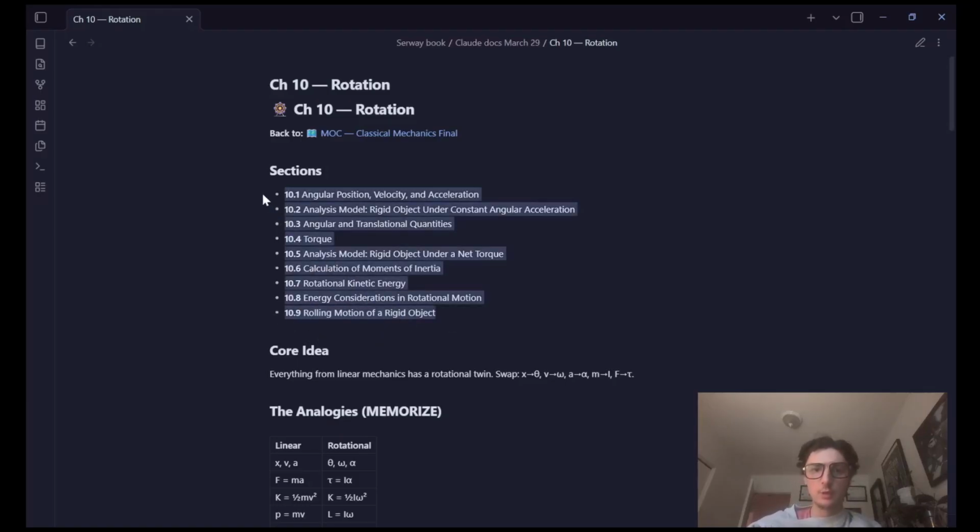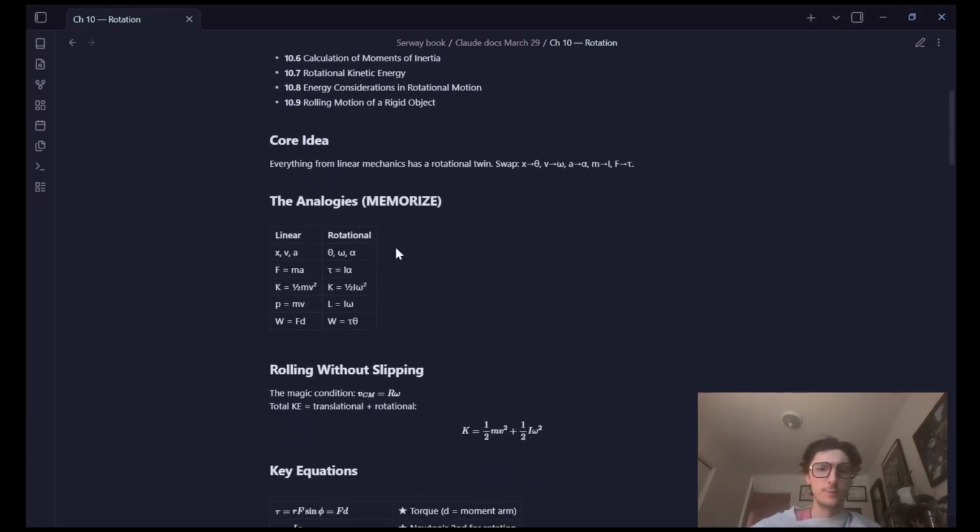So just breaking the whole chapter down into these three main sections are very important. And I think for your exam, torque is super important. But you only understand torque if you build up and learn about these things first. So that's why they introduce them first. Anyway, core idea: everything from linear mechanics has a rotational twin.